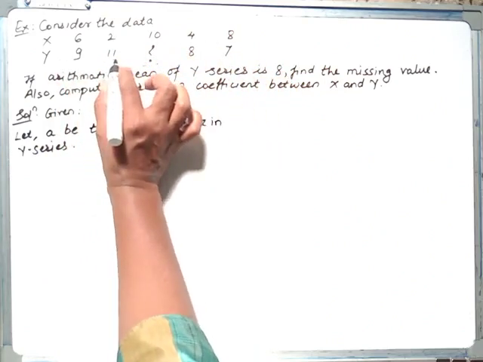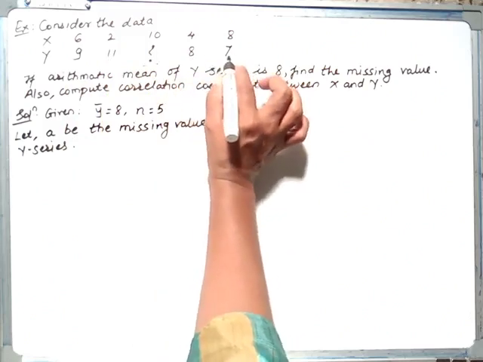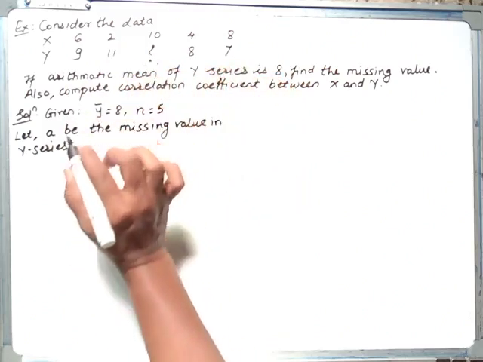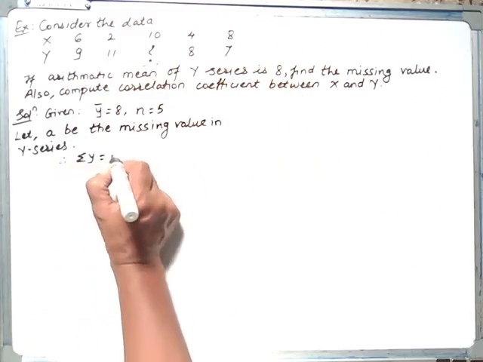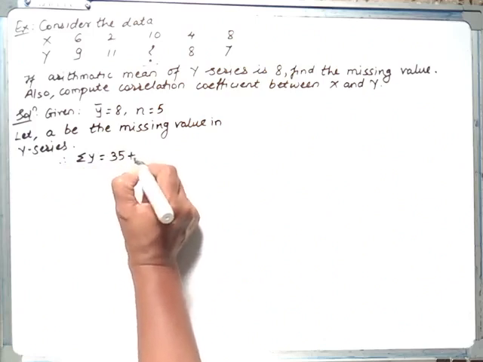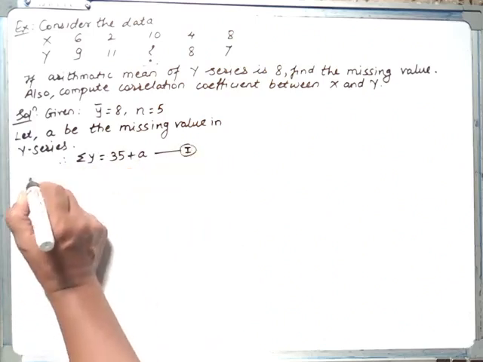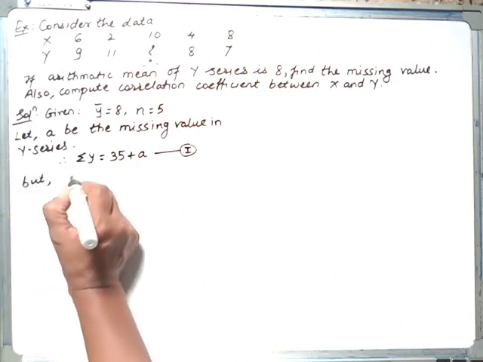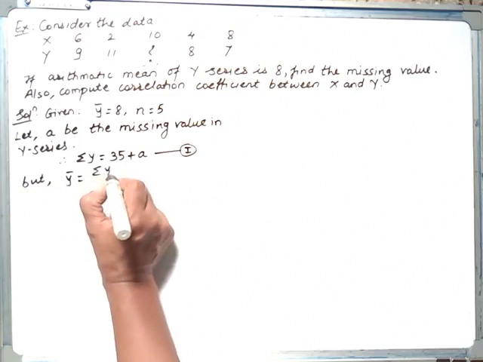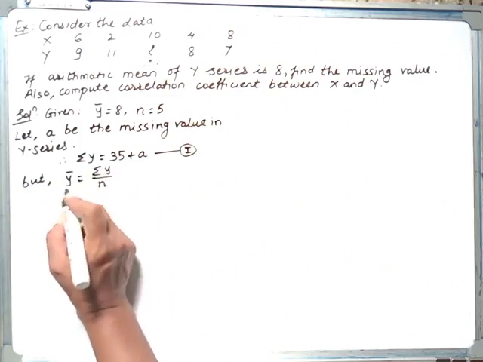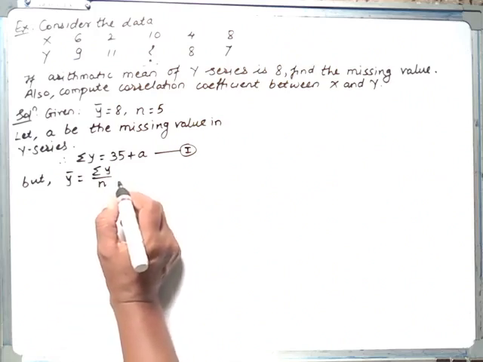This sum, 9 plus 11 will be 20, 20 plus 8 is 28, plus 7 is 35. And this is a. So from that we get summation y is 35 plus a. Let me call it equation number 1. But what is y bar? Y bar is summation y upon n. We have the value of y bar also.